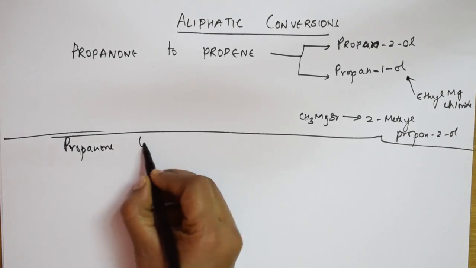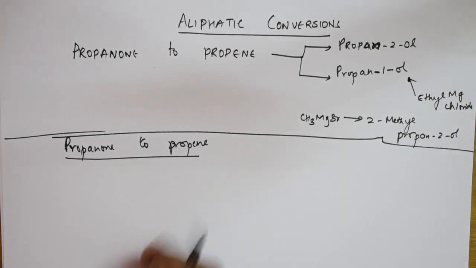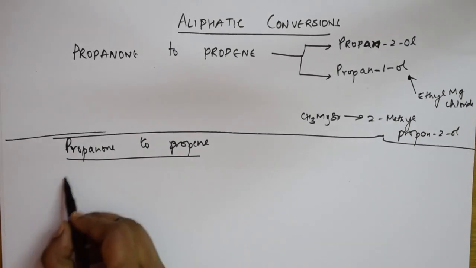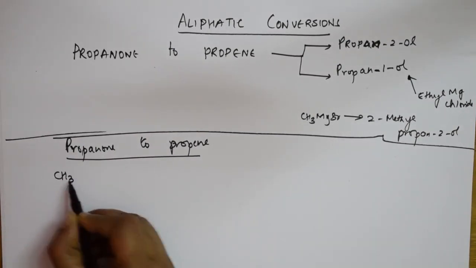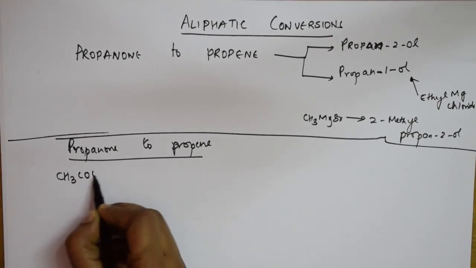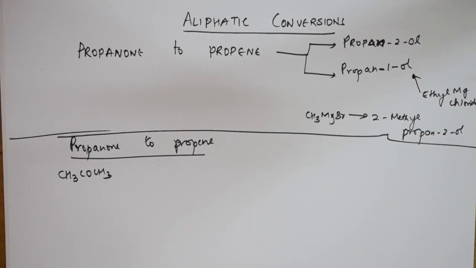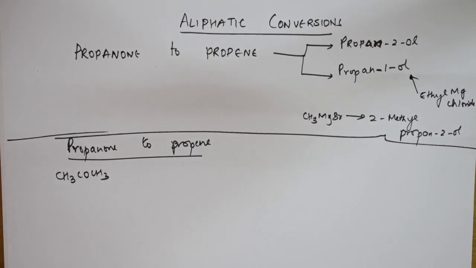Propanone to propene, correct? Now propanone to propene, let us write the formula. The formula is CH3COCH3. This is propanone. Now what should I convert this into? I need to convert it into propene, isn't it?